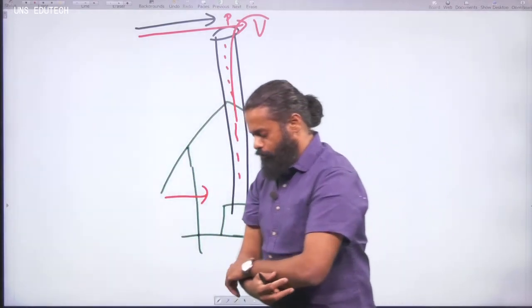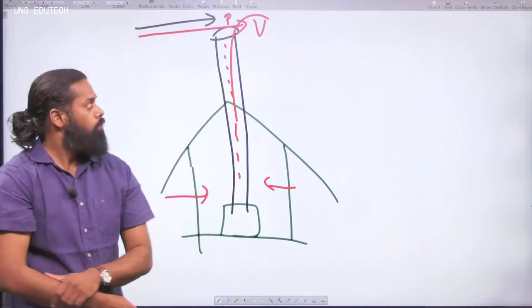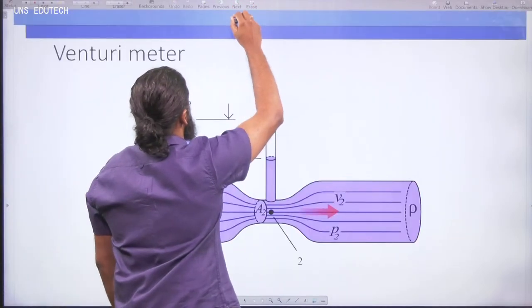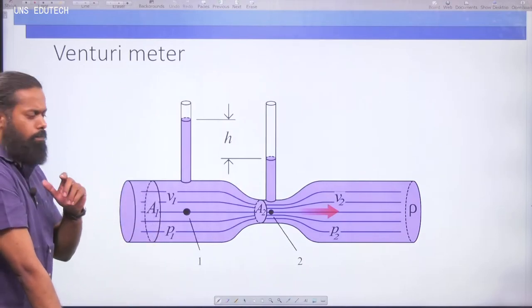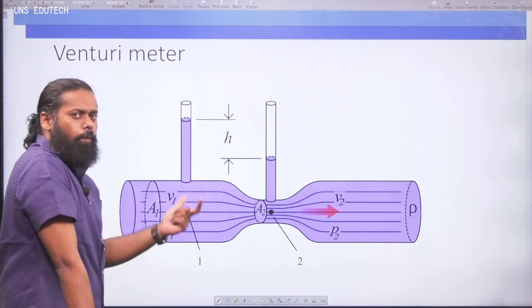I hope all of you understood this concept thoroughly. So let us go to the next slide. See, this is another application. This is something like a venturi meter. I'm not going into the details. This is actually a flow measurement device.